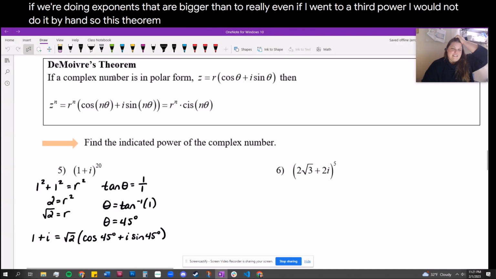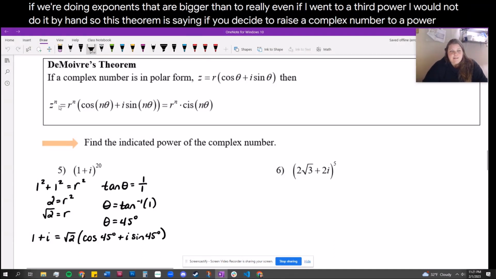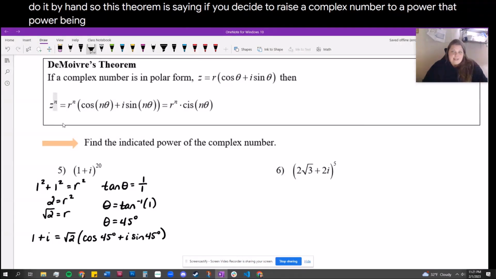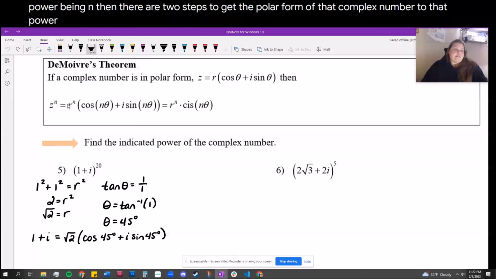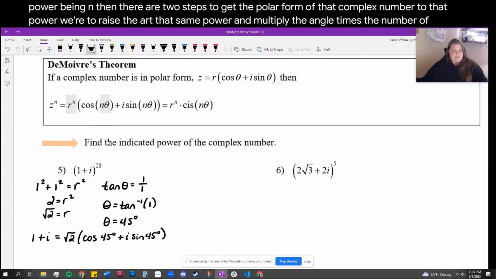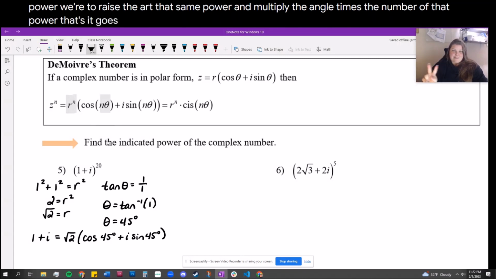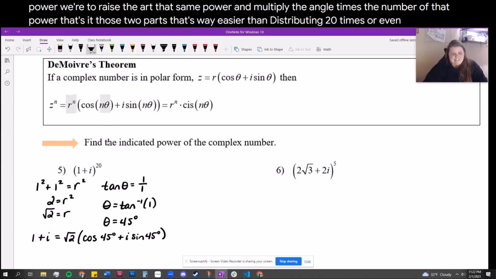So this theorem is saying if you decide to raise a complex number to a power, that power being n, then there are 2 steps to get the polar form of that complex number to that power. We're going to raise the r to that same power and multiply the angle times the number of that power. That's it, those 2 parts. That's way easier than distributing 20 times or even 5 times.